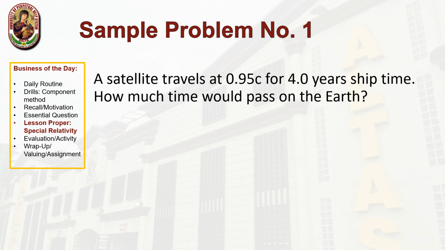Yeah. So let's proceed already to our sample problems in here. So lagay ko na rin yung sagot. Sabi dito, a satellite travels at 0.95 c for 4.0 years ship time. How much time would pass on the Earth? Okay, so let's try to enumerate first the given, right? So sabi dito, we have these two values, the 0.95 c, which is the speed of the moving vehicle. So lalagay mo dyan, v is equal to 0.95 c.